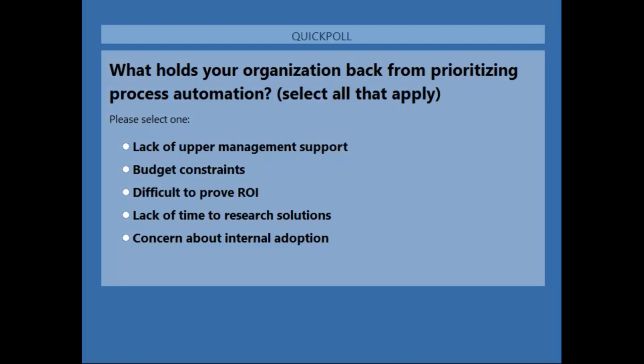So you all should be looking at a poll on your screen now. This is the audience participation part, so check all that apply, please. The question is, what holds your organization back from prioritizing process automation?